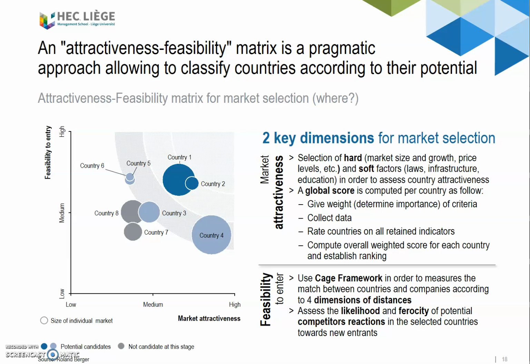What we're going to do now is go relatively in depth. I invite you to read the slides carefully, and I will give some voiceover. I will try to explain how you plot the countries along the market attractiveness axis, and how you do it along the feasibility to enter axis. For market attractiveness, you will combine a selection of hard and soft factors, and the goal at the end is to give them a global score. So it's quite easy. For the feasibility to enter, you will see it's much more judgmental, but that makes it even more interesting.